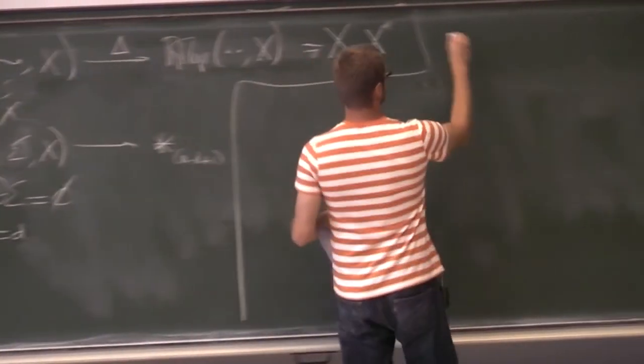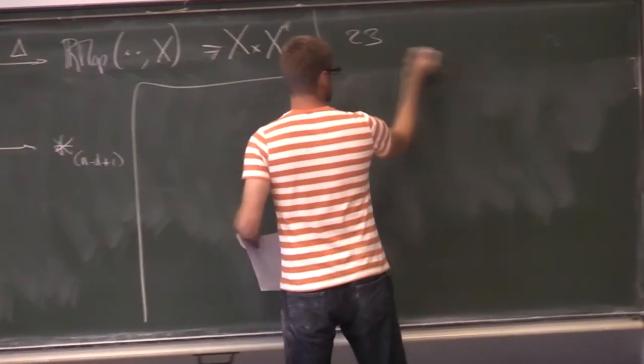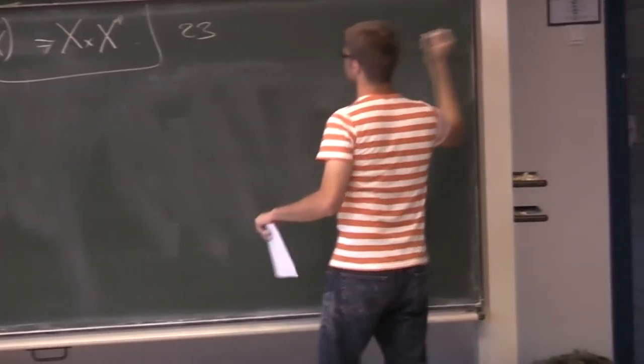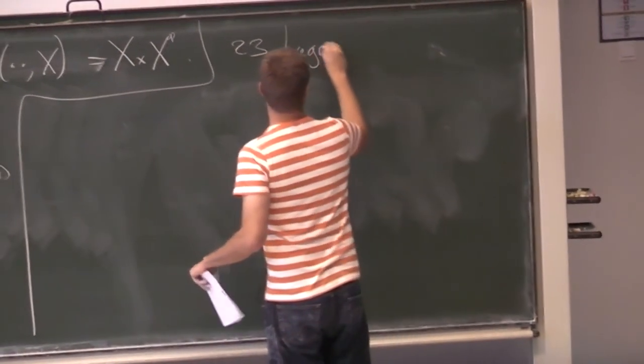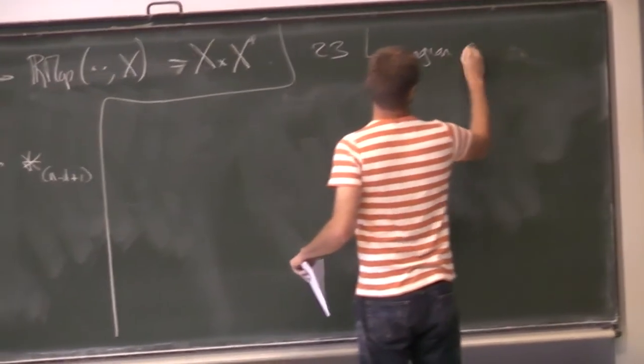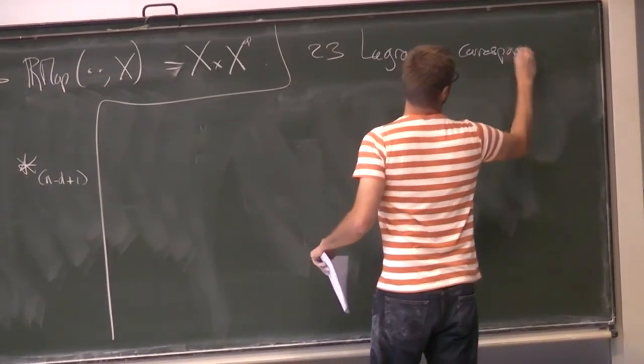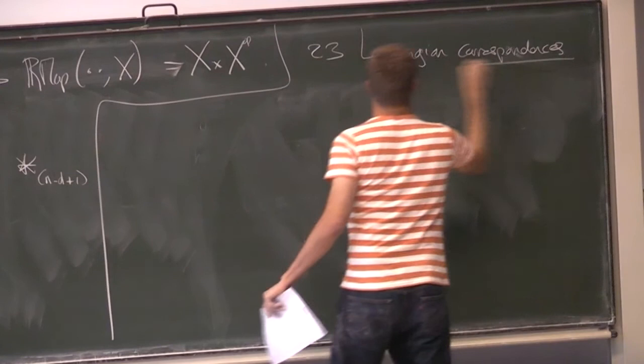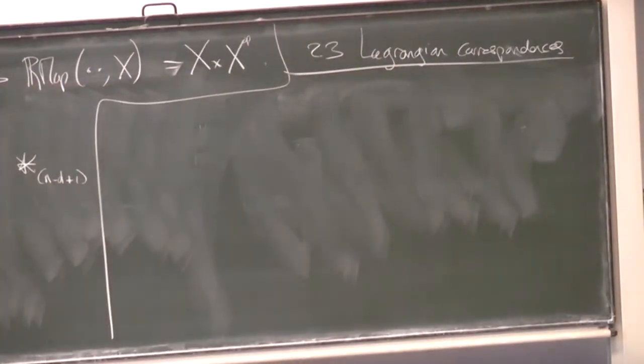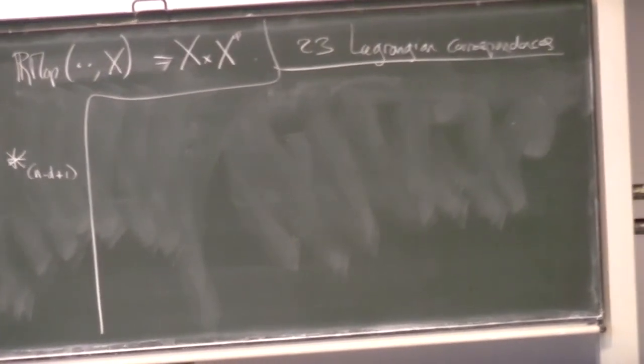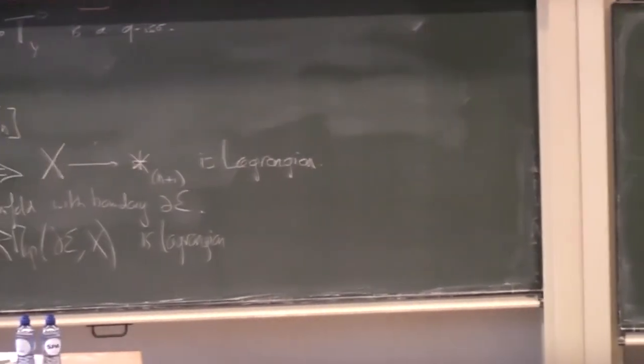Okay, let's move to Lagrangian correspondences, so that we really have classical field theory. Okay. How much time do I have still? 10 minutes. 10 minutes. Wow. Okay.